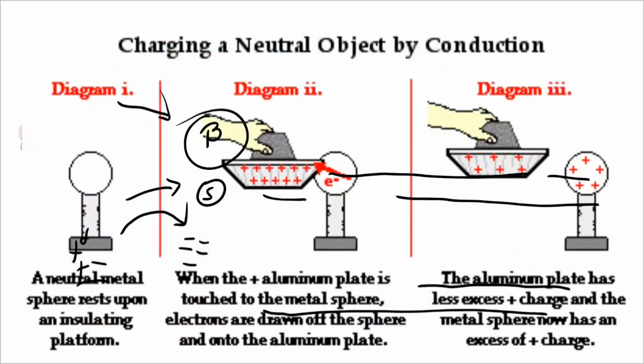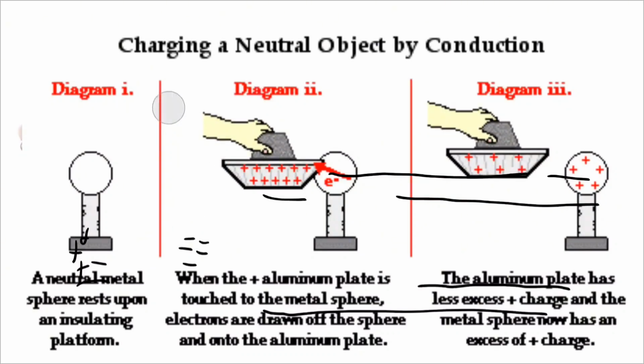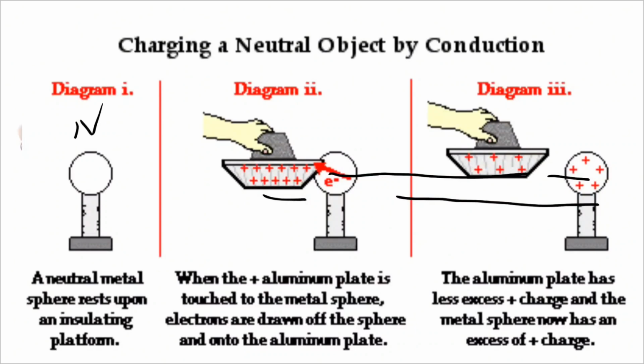Now, again, this is charging a neutral object by conduction. In diagram 1, as you can see, a neutral metal sphere rests upon an insulating platform. It means that this is still neutral.